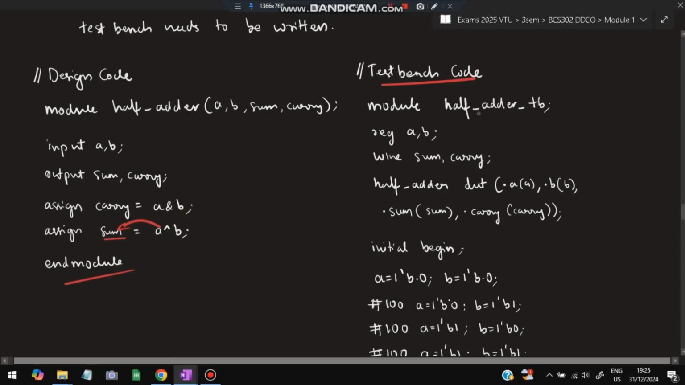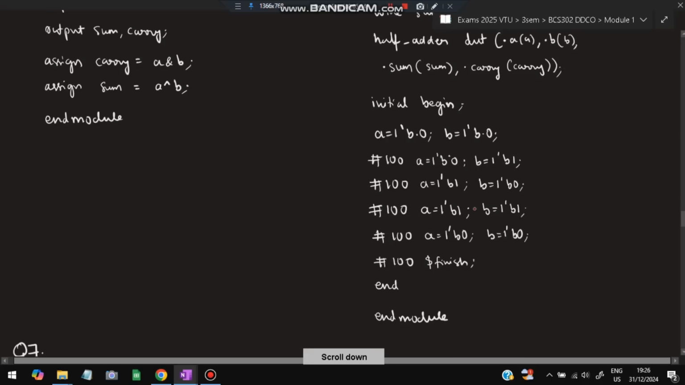Test bench code. Okay, module half adder TB. Here A and B are regular registers, we have to write reg A, B, and wire sum and carry, they are the wires, because the output goes through them, and half adder dot a, dot b, dot sum, dot carry. Okay, now here nothing is there. Here what is there is, if a is 1 and b is 0, then b is 1 and b 1. If a is 1 and b is 1, then b is 1, b 0, like that. Different combinations are there based on the value of a.